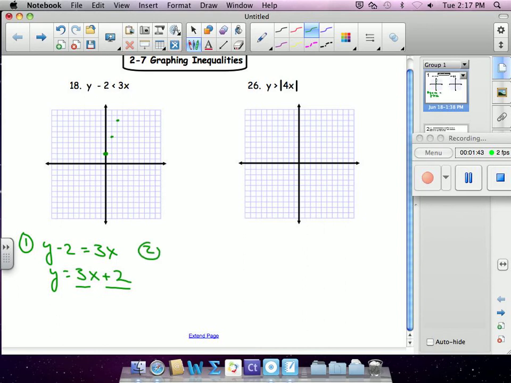Step 2. I need to decide how to connect those points. Do I want to use a dotted line or do I want to use a solid line? To figure that out, you go back to the original inequality. The inequality says less than. If it had said less than or equal to, the or equal to is the important part, then I would connect the dots with a solid line. Because it does not have an or equal to, I'm going to use a dotted line to connect those dots.